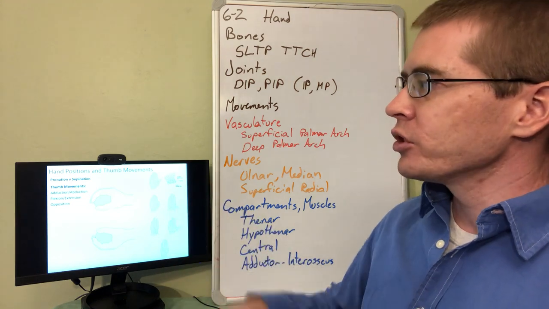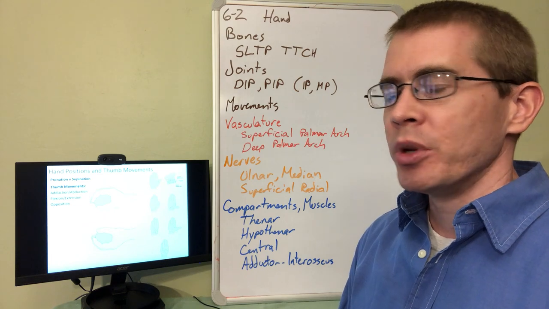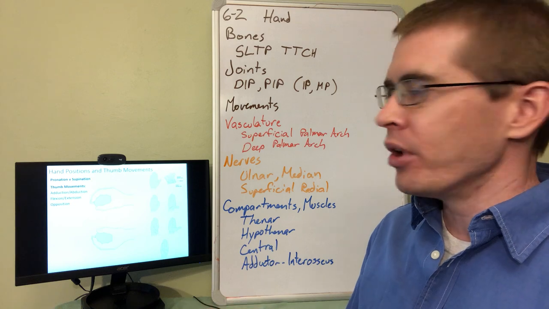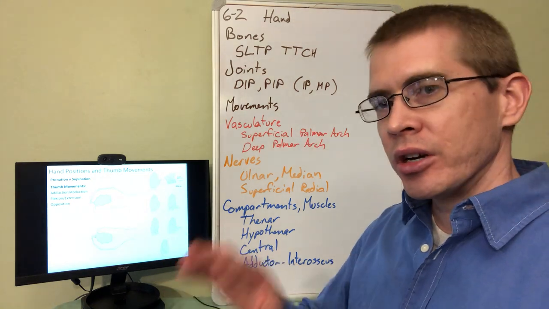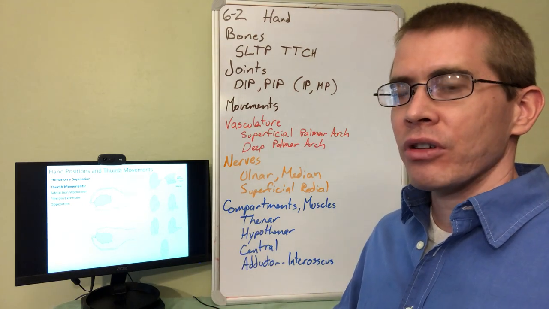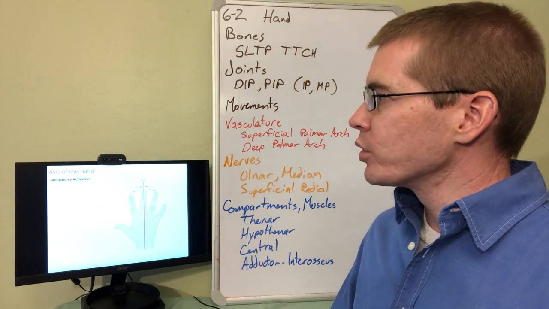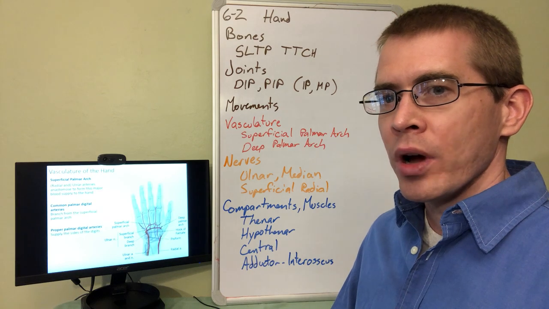So we'll also need to know the hand movements, pronation versus supination, as well as the adduction and abduction of the thumb, et cetera, et cetera. So be sure you go through the list here, your anatomy atlas, your Trail Guide, et cetera. These are also important in the kinesiology class. And of course, abduction and adduction of the fingers as well.